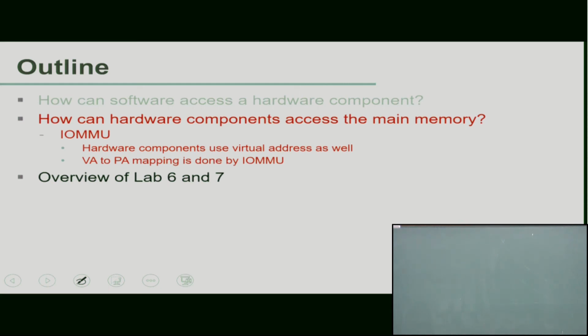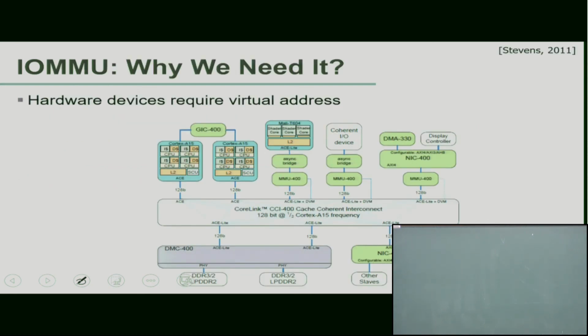Okay, so let's move on to part 2. The second part is kind of the opposite: how we can make these hardware components access the main memory, from custom hardware to the shared main memory. Most specifically, we're going to cover the mechanism called IOMMU, what it does, and why we need it.